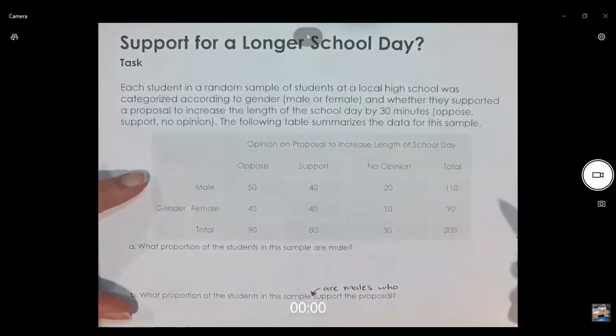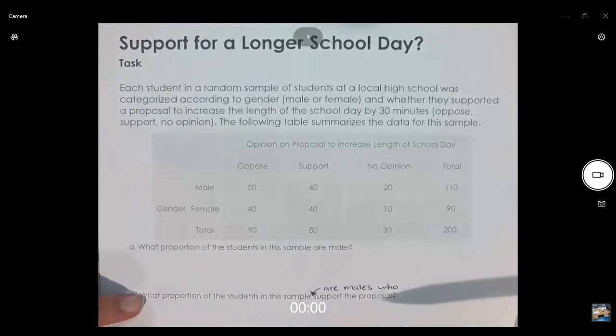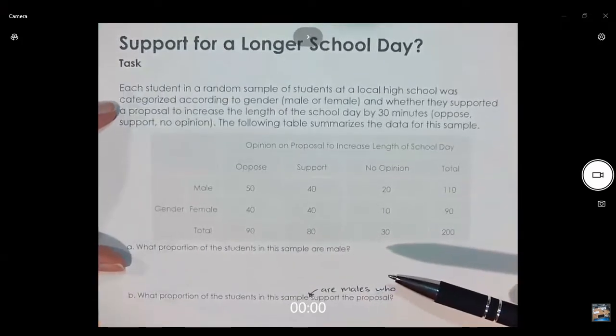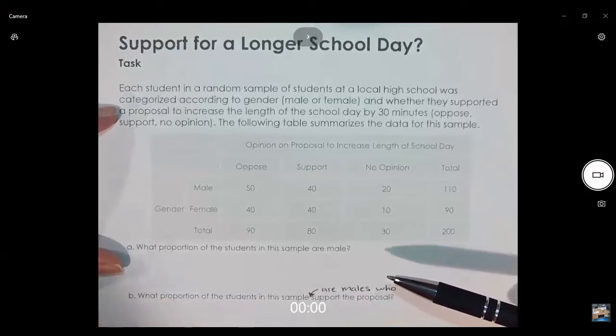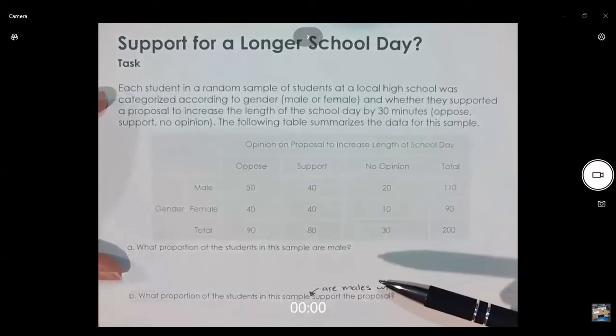So in this example, we're going to look at a two-way table, and we're going to talk about some questions that you might see about that two-way table. It says each student in a random sample of students at a local high school were categorized according to gender and whether they support a proposal to increase the length of the school day by 30 minutes. The following table summarizes this sample.